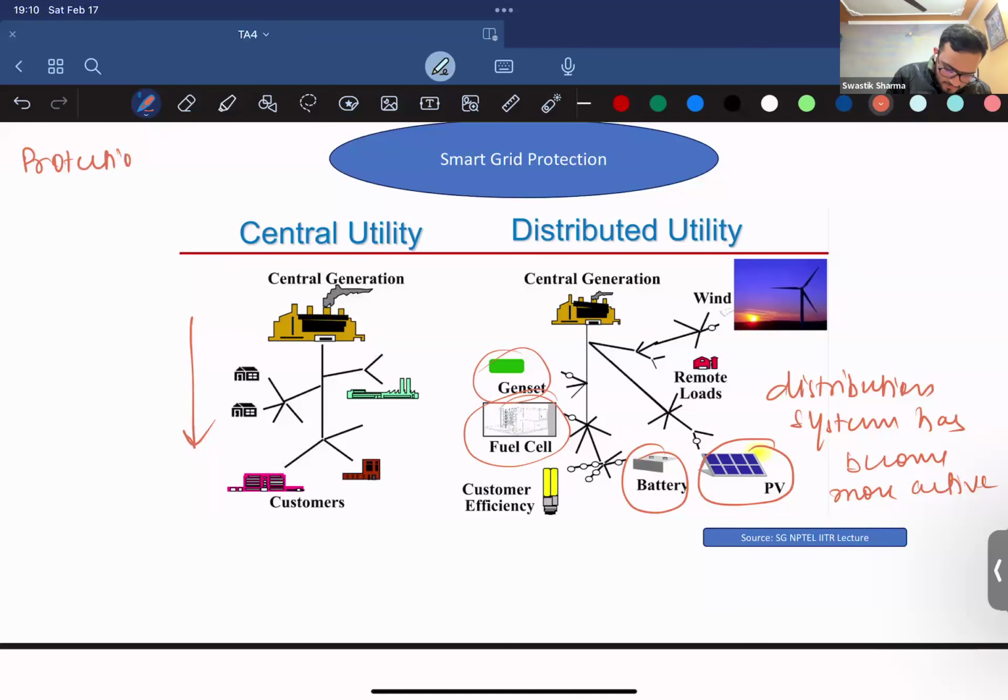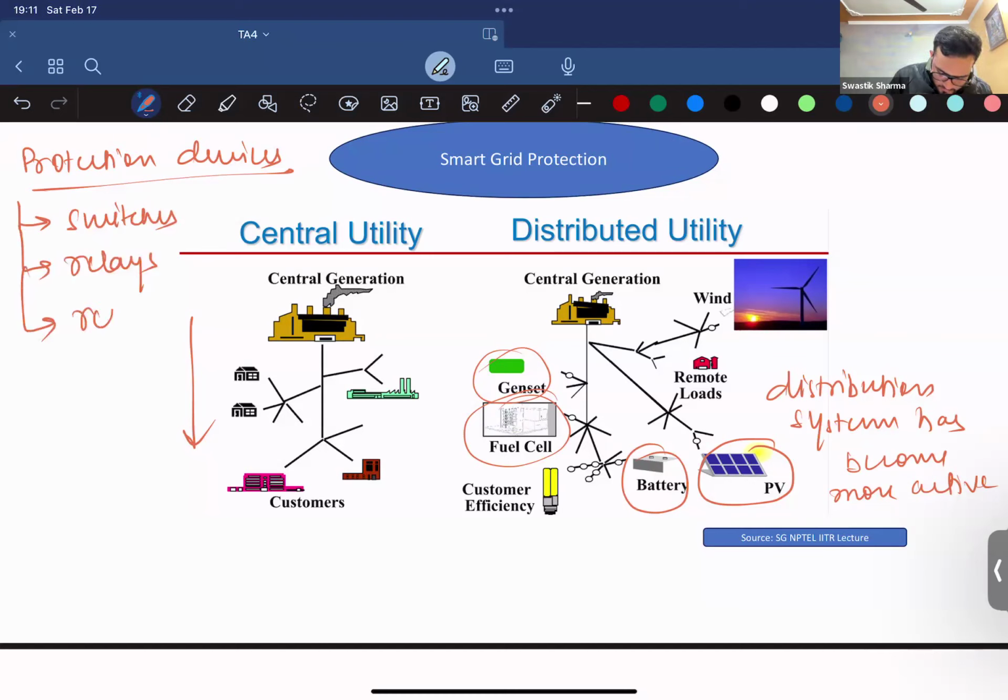So what used to happen before, you had different protection devices. What were these protection devices? These were switches which were operated by relays, and you had reclosers, etc. Your relays in real time tell if you want to open a switch or not, or trigger a fuse. These relays control your switches so that you can easily distinguish a fault, and then disconnect the faulty line so that the fault doesn't travel to the extreme end.